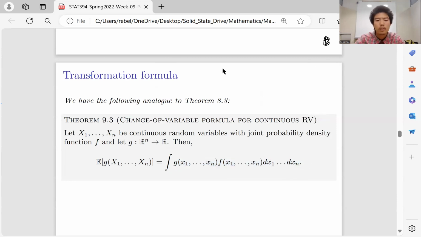And this is very similar, although there are more random variables in the function g. However, we can also take the function g times the density function of n dimensions and use integration to calculate it.